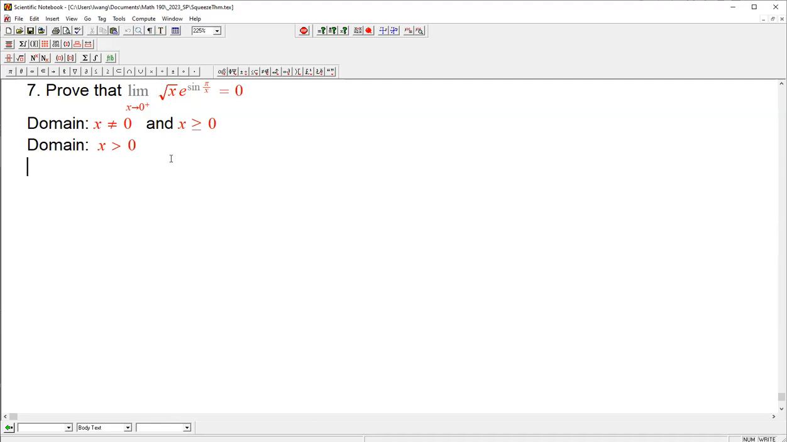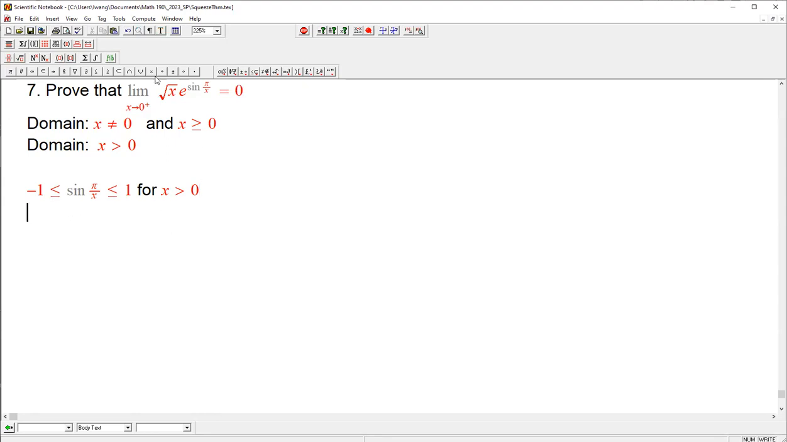Here we get to use a couple of important properties. Sine of pi over x is also between -1 and +1. This is true for any real number x, and it certainly is true for our current domain, x greater than 0.